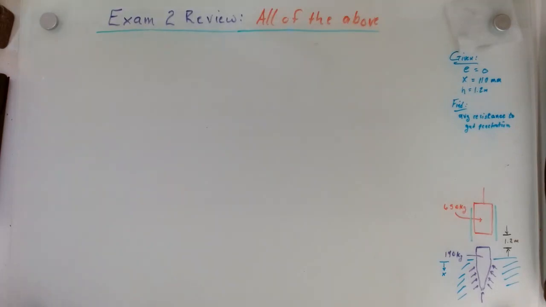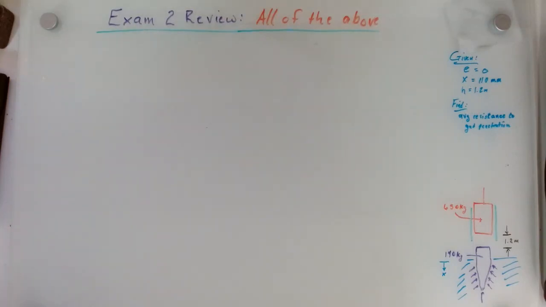I call this all of the above because it's got everything: it's got work, it's got impulse and impact, it's got conservation of energy. Great problem. And because it's such a great problem, I thought this would be a good opportunity to highlight a couple of attack strategies. I can think of two good attack strategies for solving this problem, and the first I call the physics approach.